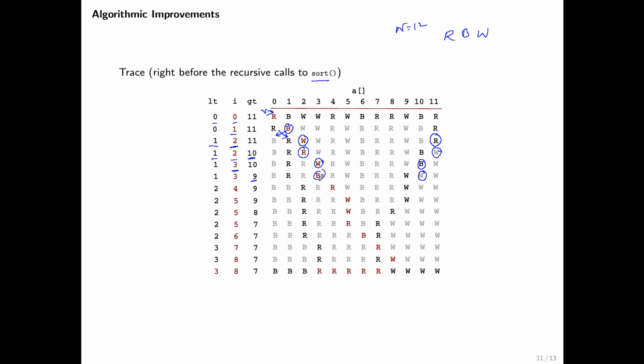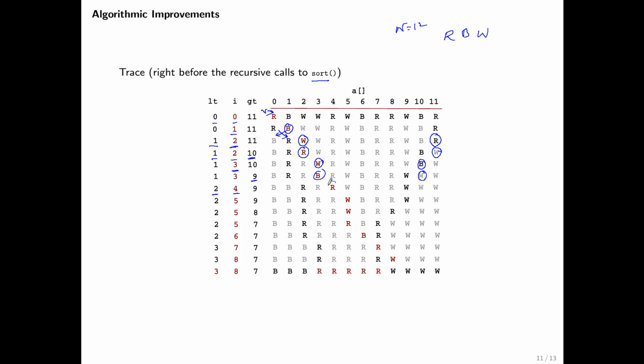It's smaller, so we increment I by 1, and we increment LT by 1 as well. But before that, we do the swapping. So we simply swap the values at LT and I. So this 3 ends up there, and this R ends up there. And I now becomes 4, and LT becomes 2.